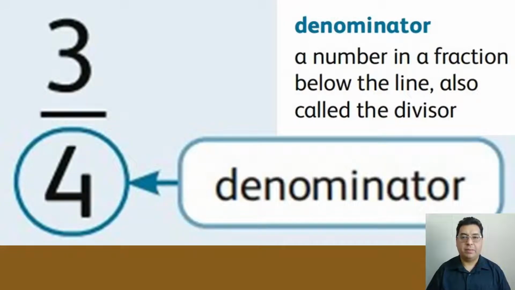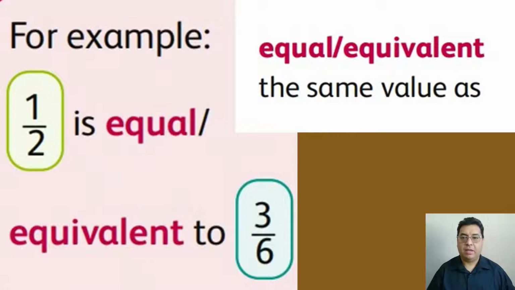So the first vocabulary word we have is denominator. A denominator is a number in a fraction below the line, also called the divisor. So here, the denominator is number 4. Equal or equivalent, the same value as. And the example I have here is 1/2 is equal or equivalent to 3/6.